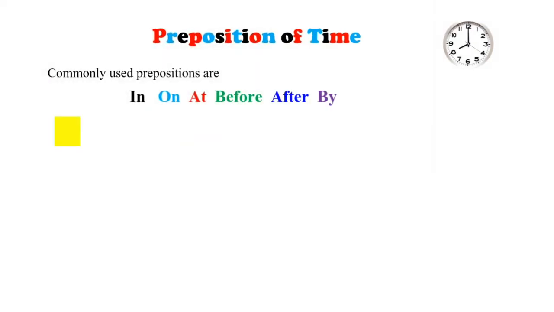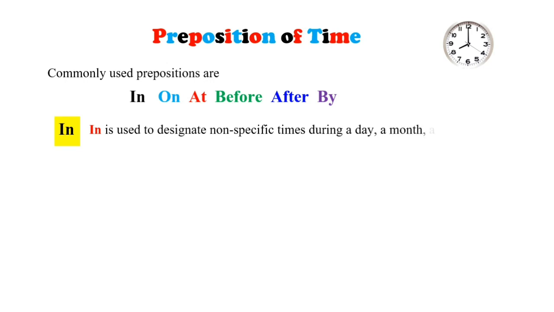For another preposition, that is "in". In is used to designate non-specific times during a day, a month, a season, a year. So here it is told that non-specific times. Non-specific times means not particular. It may be any time before that or after that. So generally we use in.